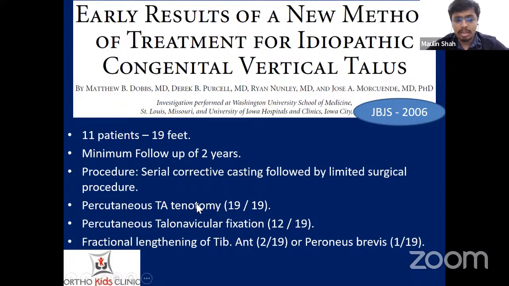The surgical procedure that they did was percutaneous tenotomy, which was required in all cases, or a percutaneous talonavicular fixation, which was done in 12 of the 19 cases, or fractional lengthening of the tibialis anterior or peroneus brevis, depending on the remaining deformity after the correction with the wire.